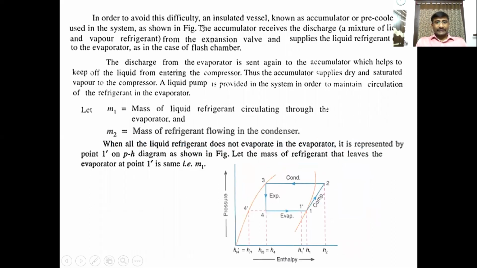So in order to avoid this difficulty, without giving the compressor an extra amount of work, an insulated vessel known as an accumulator or pre-cooler, which is also a storage device, is used in the system as shown in figure. The accumulator receives the discharge, a mixture of liquid and vapor refrigerant from the expansion valve, and supplies the liquid refrigerant only to the evaporator, as in case of flash chamber.